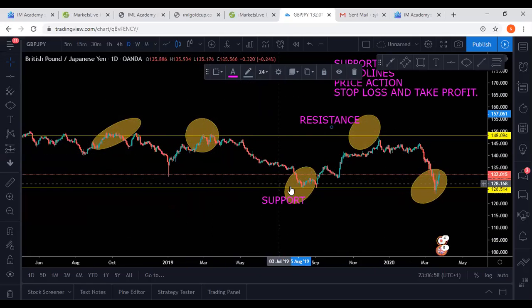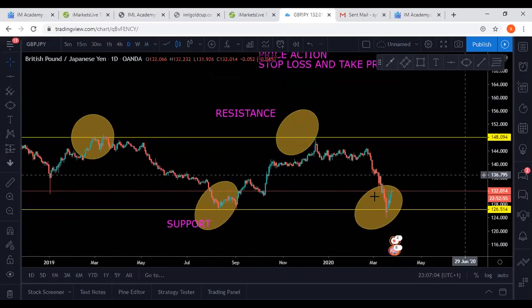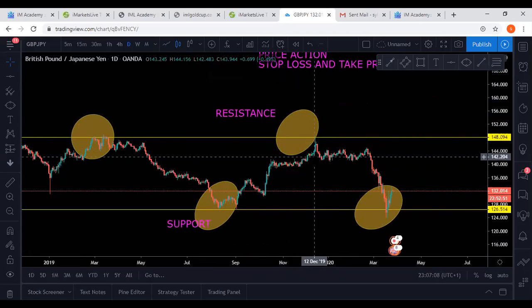It's still valid. It's just that when you go down to smaller time frames, you're going to see more candles, because it takes days for candles here to form. So you're going to see more candles here than you would see in the higher time frame.